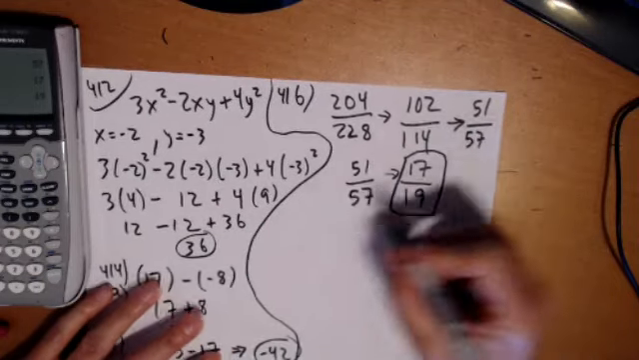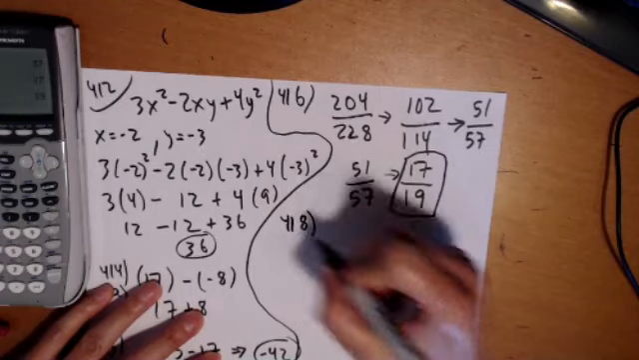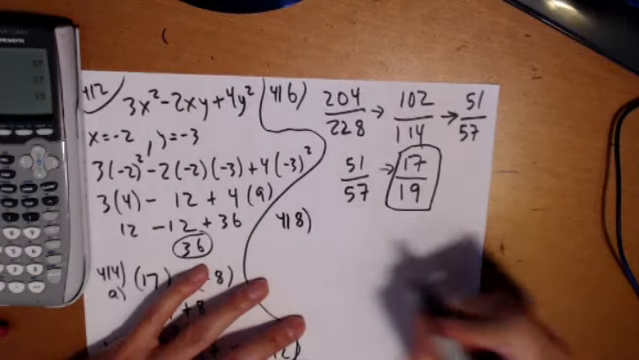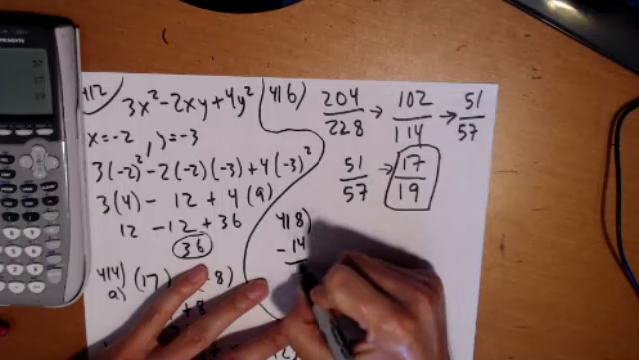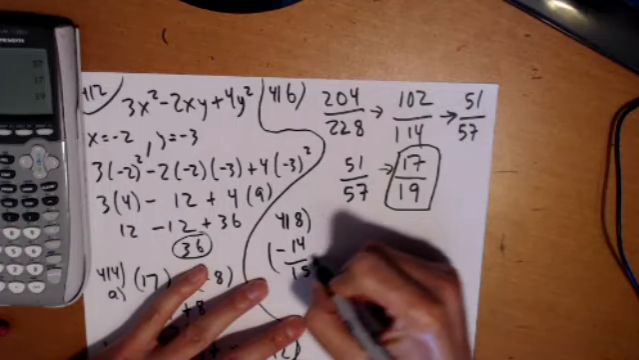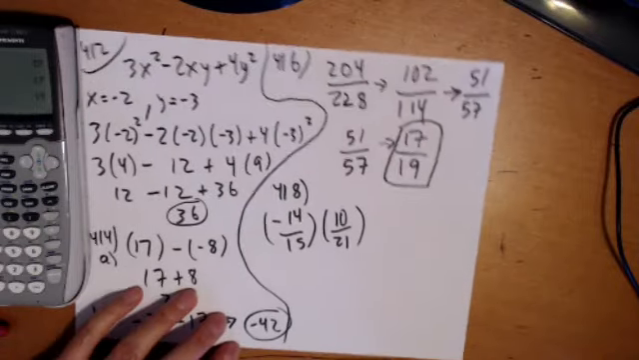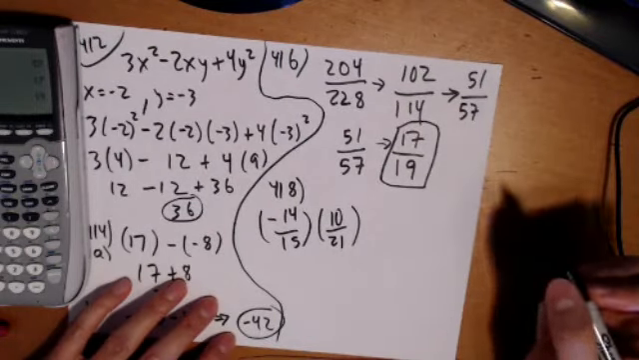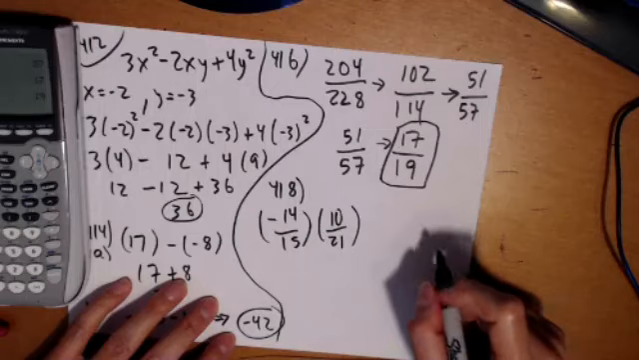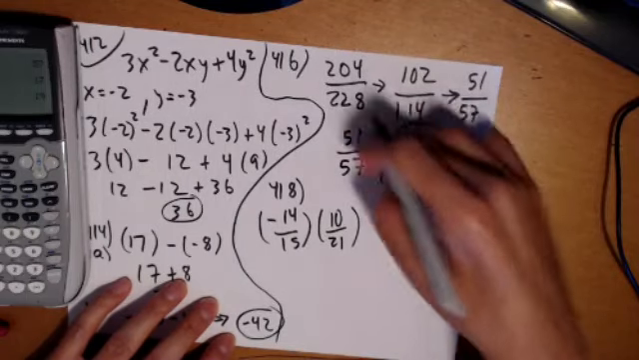Oh, my lordy. 418. Negative 14 over 15 times 10 over 21. A couple ways you can do this problem. You could just multiply across, and then reduce it like we did up here in 416.